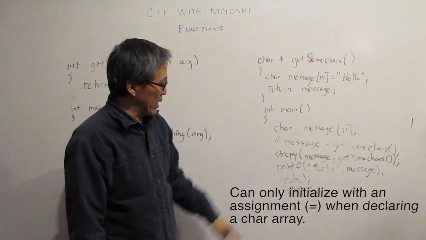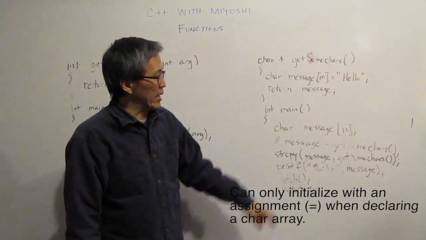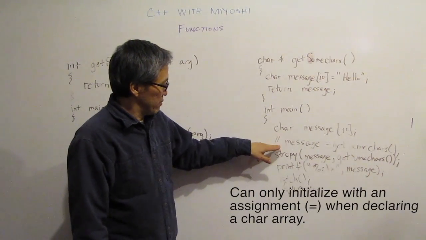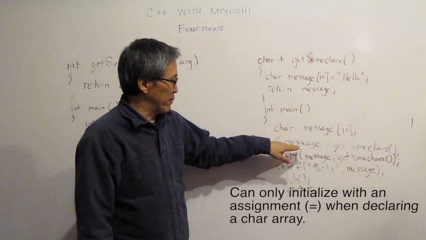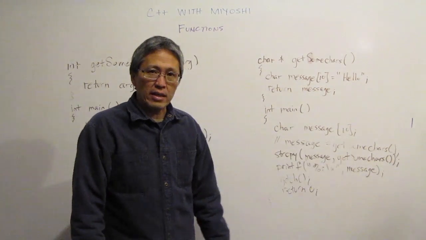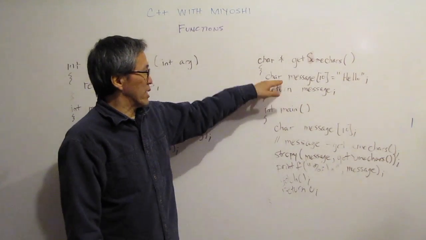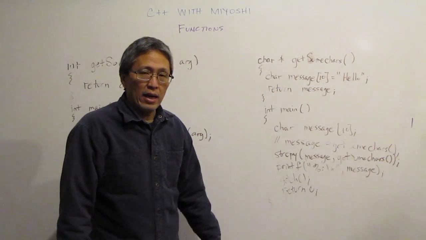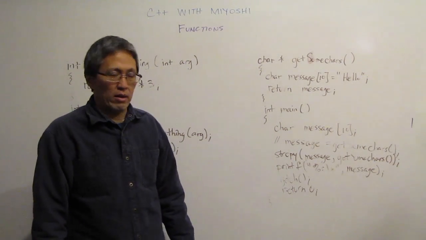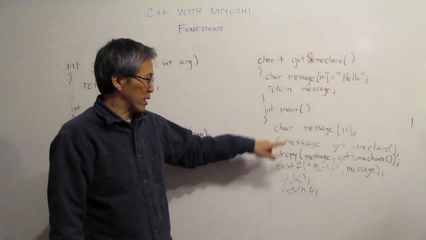Well, down in my main now, I have another message. Again, it's called the same name, but these guys live in different memory locations. Here, recall that I can't just assign a character array to anything, and once I declare it, I can only initialize it when I declare it. So this one won't work. That's why I have it commented out, because that would just give you a compiler error. If it's a string, that's a different case, but we're not worried about that. We're talking about character arrays.